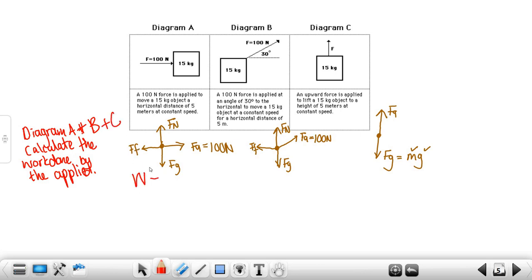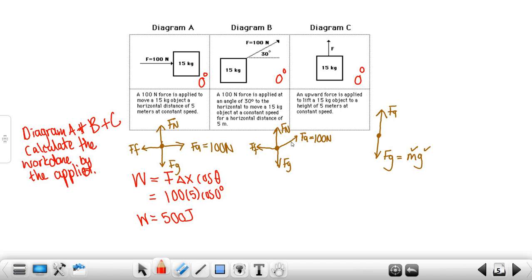So here it's going to be W is equal to force times displacement times cos theta. Is the applied force in the same direction as motion? Yes, so it's going to be cos 0. Is the displacement, or the direction of motion, and the force in the same direction? Yes, so it's going to be cos 0. Is the applied force in the direction of motion? Yes, so it's going to be cos 0. So here it's simply going to be 100 moved 5 meters times cos 0, and that is going to give me 500 joules. I'm done.